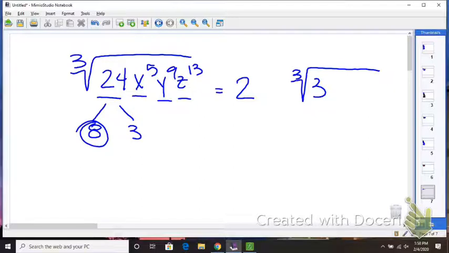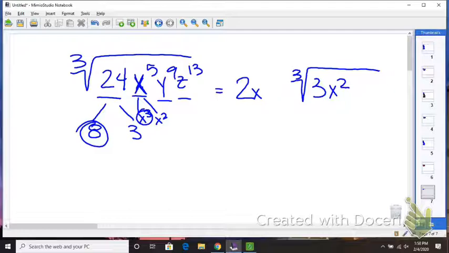Then I'm going to break up my x to the 5th. X cubed, so I can do an x cubed and an x squared. What can come out? X cubed, just one of them. So I'm just going to put an x out here. And what am I leaving in the house? X squared.